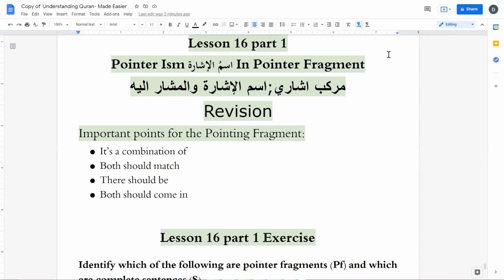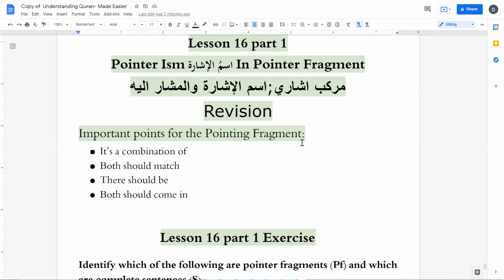Alhamdulillah, I'm also good. So today, inshallah, we are going to do the second part of lesson 16. But before moving on to the second part, let's revise the first part. In the first part of lesson 16, we learned ism ishara in murakkabe ishari, the pointer ism in the pointer fragment. Let's revise the important points for the pointer fragment.